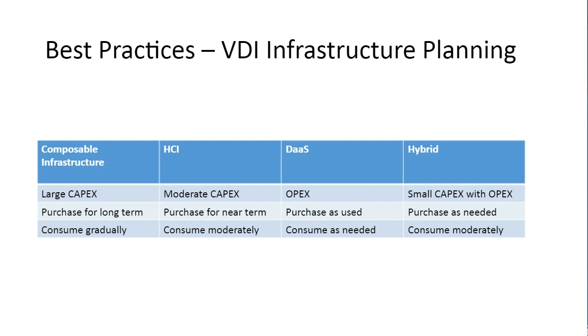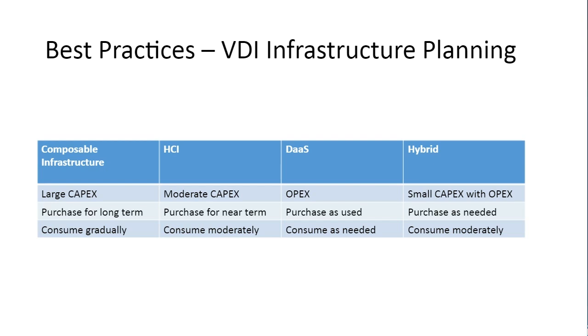So when you're talking about VDI deployment, infrastructure planning, if you use composable infrastructure, you're going to have this huge outlay of capital when you first start up the system, and then you gradually consume it over time. You need to make purchases for the long term, and then you do your storage array refresh every 3-5 years, but you're still buying this huge amount of storage that you're just consuming over that 3 or 4 years of time.